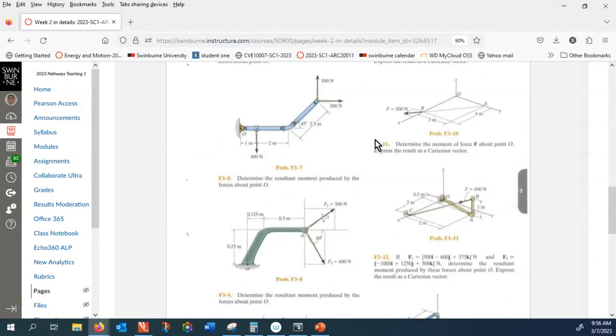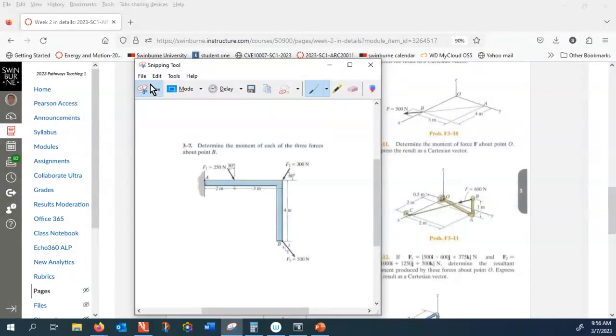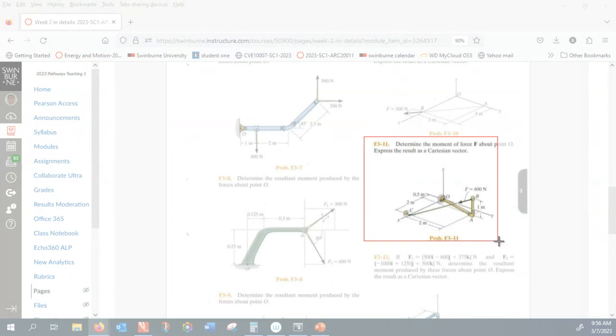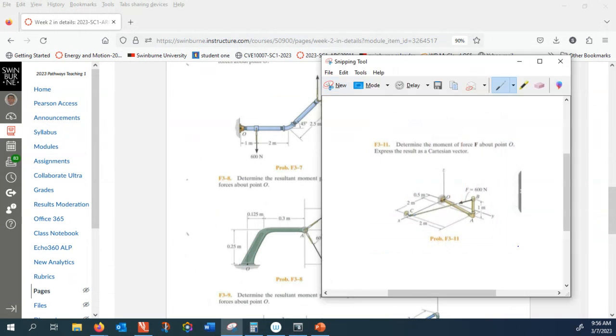This is a three-dimensional problem. I don't know, maybe three-dimensional is easier for you because it's more difficult to make a mistake. Sometimes two-dimensional, you have to make a lot of judgments.